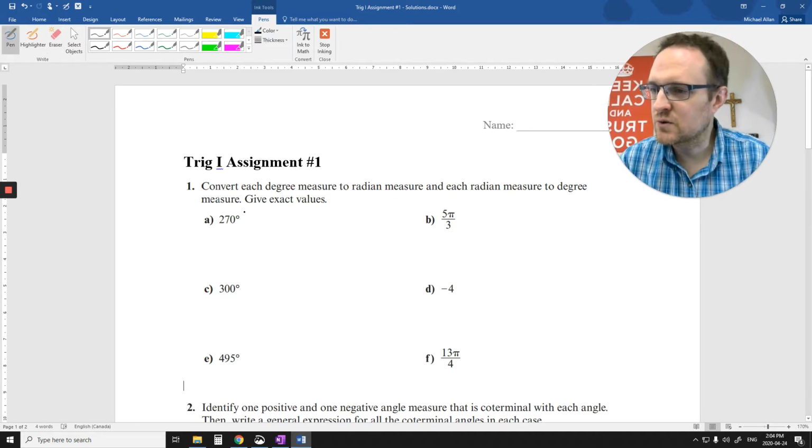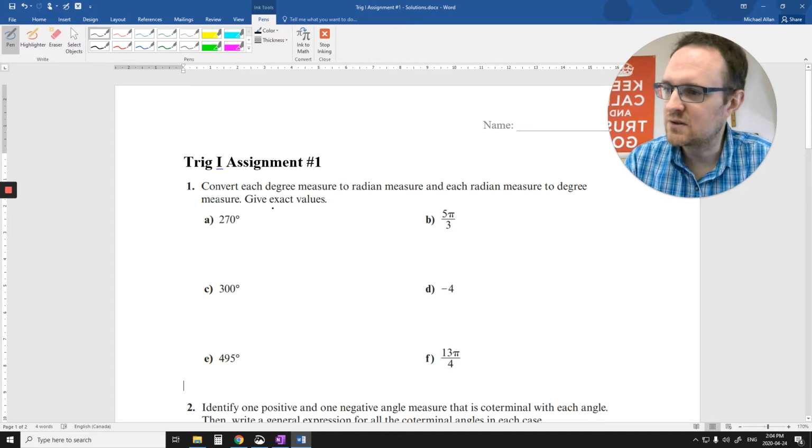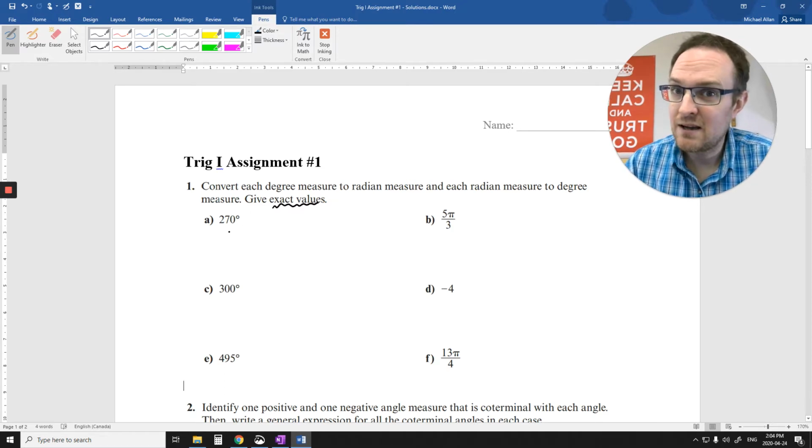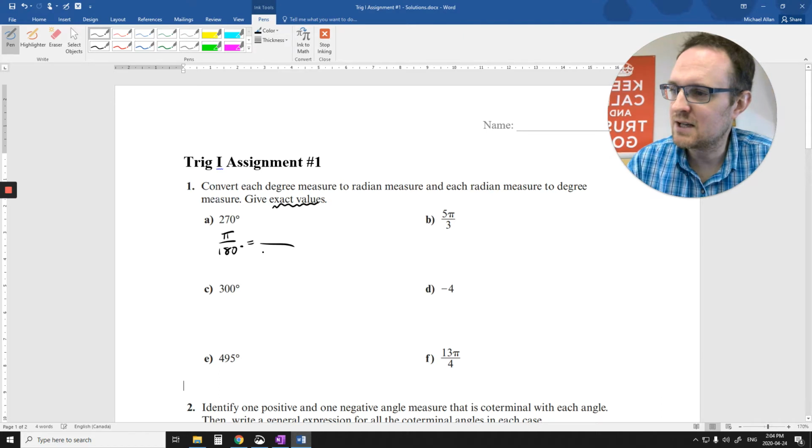So we are going to go over assignment number 1 here. We're going to convert degrees into radians and radians into degrees, using exact values as much as possible. To do that, remember, you do the math without the pi, but then you put the pi back in. You can memorize lots of different ways to do this, but I like to just set up the ratio. I'm going to cross multiply, divide, and solve for that question mark. In this case it's going to be 270 times pi divided by 180.